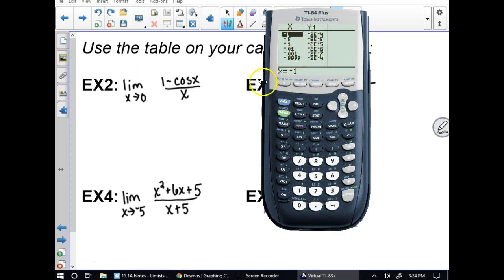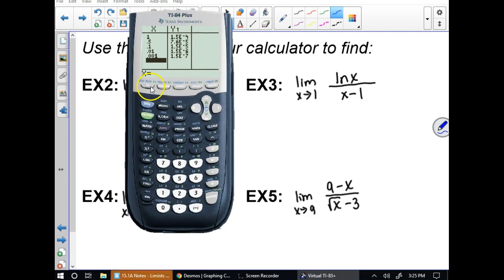From the right, we would be looking like we could plug in 1, and then maybe 0.5, and then 0.1, 0.01, 0.001, and so on. And we see the same thing is happening here. That scientific notation, that decimal keeps moving further and further to the left, so we're getting smaller and smaller. So this, from both sides, appears to approach 0.